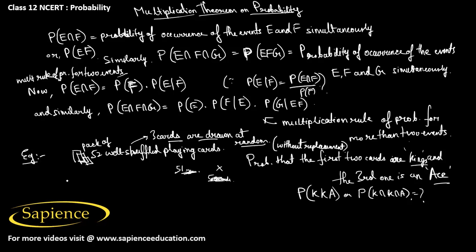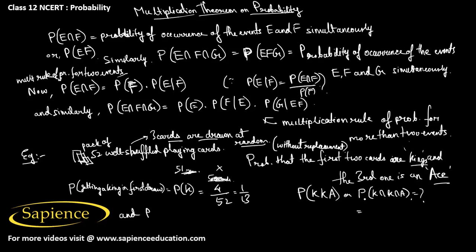First we need to find the probability of getting a king in the first draw. That will be P of K. We know that there are four kings, so 4 by 52, which is 1 by 13.